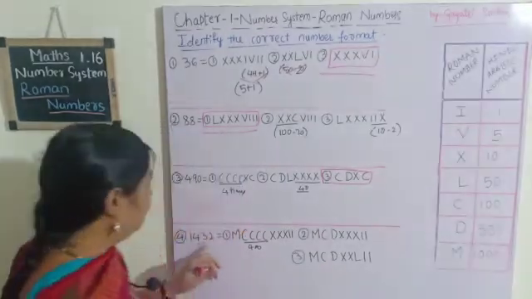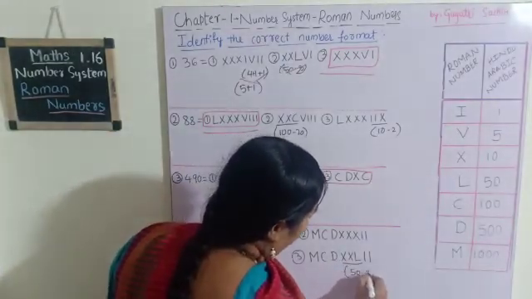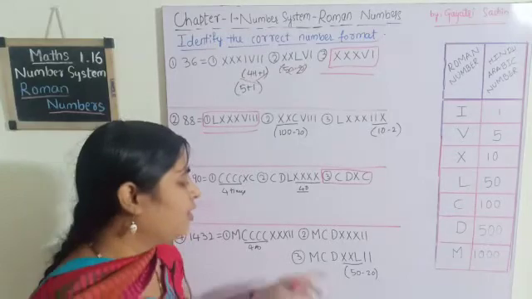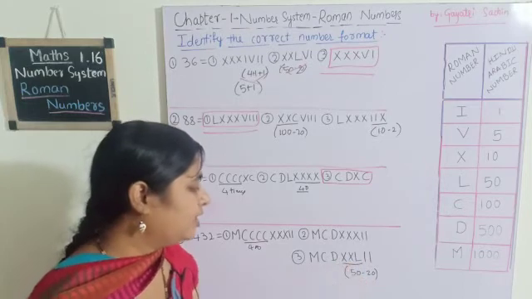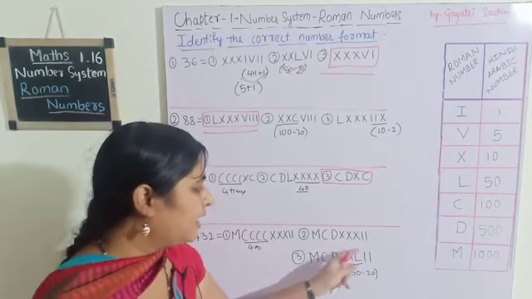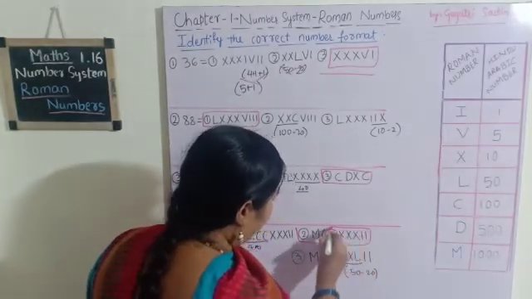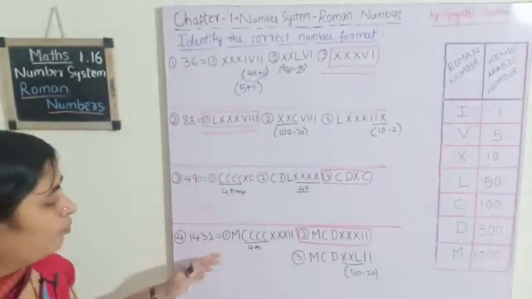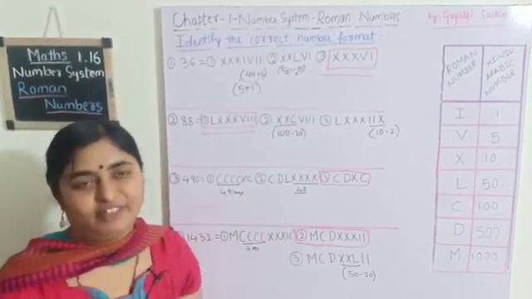What have they done for 30? How have they written? See here. 50 minus 20. Do we write it like this? No, we will not use it, because we can use a smaller number only once to the left of the larger number. 50 minus 20 for 30 we will not write. We will write 30 like X only. So, which option will be correct now? The second option will be the correct option to show us 1432. If the questions come like this, we have to apply the rules properly, see the correct option, and we can find the answer very easily. Okay.